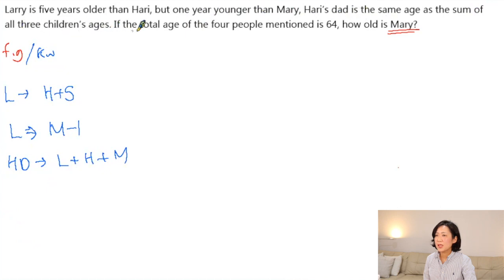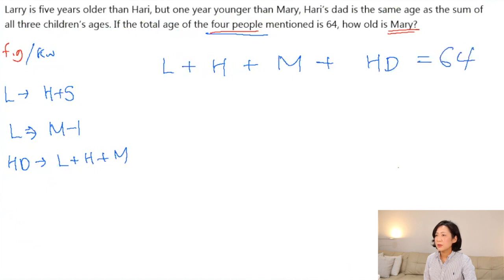Then finally, the total ages of the 4 people, that means 3 children and Harry's daddy. So let's write down 4 people: Larry, L plus H plus M plus Harry's daddy makes 64. Sounds very tricky, but let's organize our expressions first. Because there are lots of expressions, maybe we can simplify, so Harry's daddy is L plus H plus M.